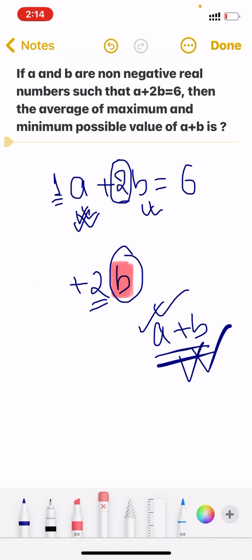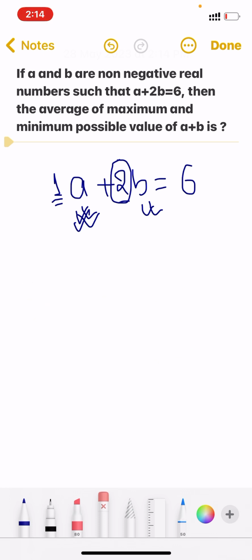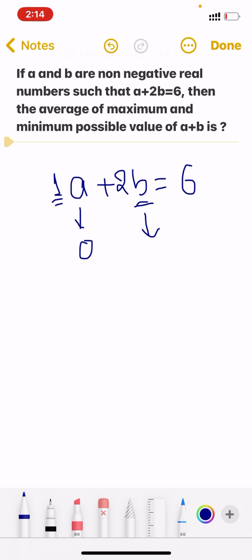So let's start. First case, we'll try to give as much as possible to B. What is the maximum? If we want to give maximum to B, we will give A as 0, because the numbers are non-negative real numbers and less than 0 we can't provide. So B will in that case be 3, because 2B equals 6, B equals 3. So A plus B equals 3.